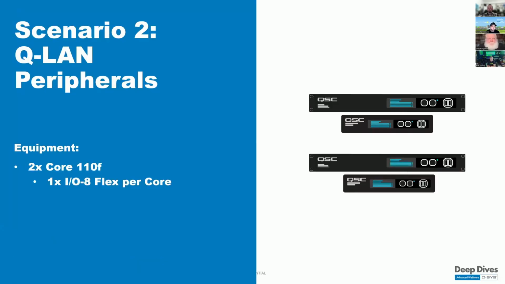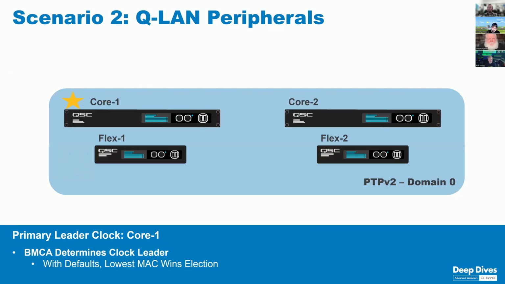Okay. Scenario 2, let's talk about peripherals. All right, so again, keep in mind this is PTP version 2. So in this scenario, we have two DSPs, we have two Q-SYS cores, and each one of those cores has a peripheral device that's going to be sending and receiving audio to and from that DSP design. So by default, based on a number of factors, core 1 is going to win this BMCA election. Remember, that's our best master clock algorithm.